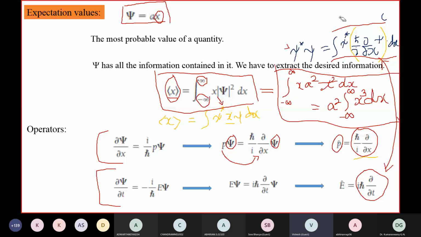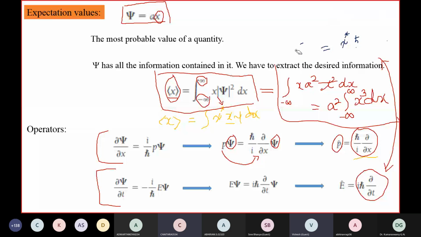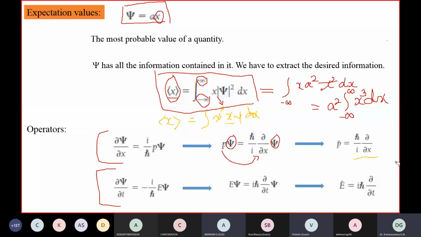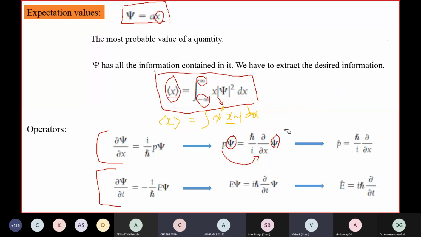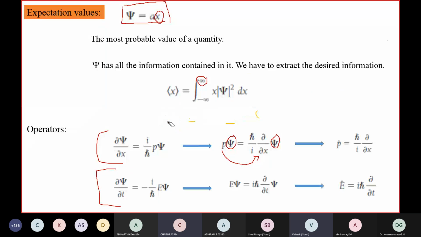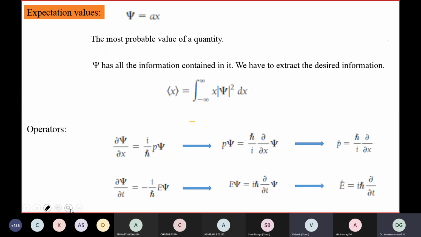Sir, how is P cap different from P? Your voice is breaking. You're not clear. Sir, am I audible now? Now it's fine. Sir, how is P cap different from P? See, when we say P cap, we call it an operator, a mathematical operation. That's why we say it is P cap. It is an operation. We'll replace P with the operator.